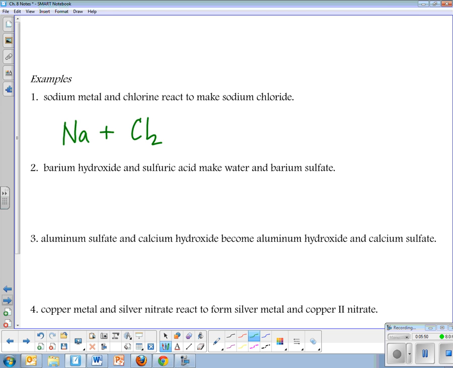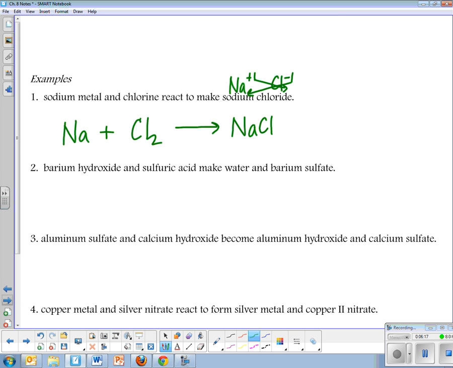If you're making something, it's a product, so after our arrow is where we list our products. So we've got sodium chloride. Our facts would be sodium is Na plus 1, and chloride is just the element chlorine, minus 1. It's not diatomic when it's in a compound; you use the charges. So plus 1 minus 1, it'd be NaCl.